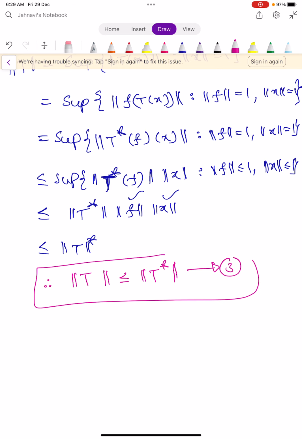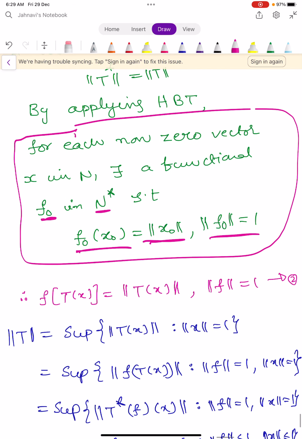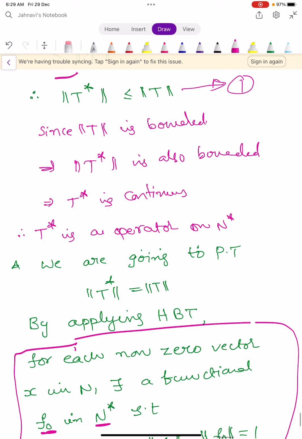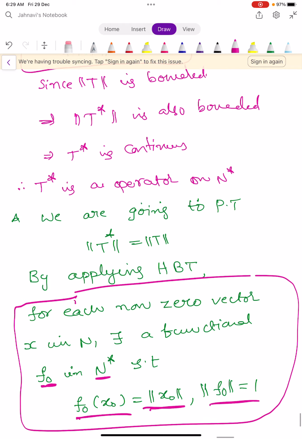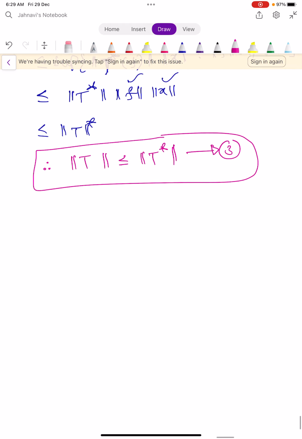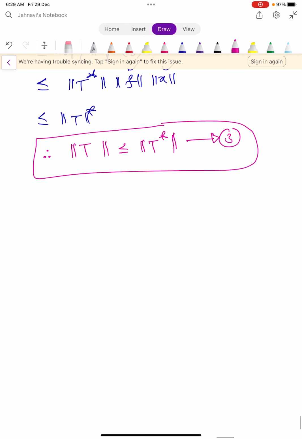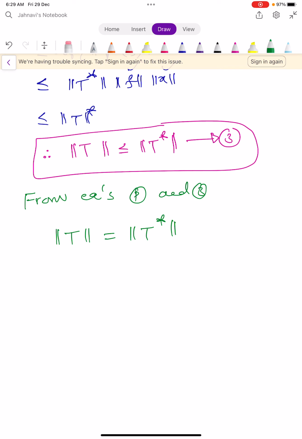Now see equation number 1: norm T star is less than or equal to norm T. Now see equation number 3: norm T is less than or equal to norm T star. From equations 1 and 3, we conclude that norm T is equal to norm T star.